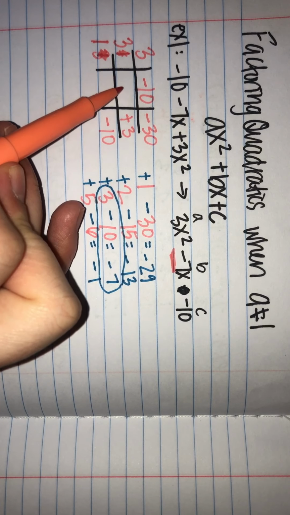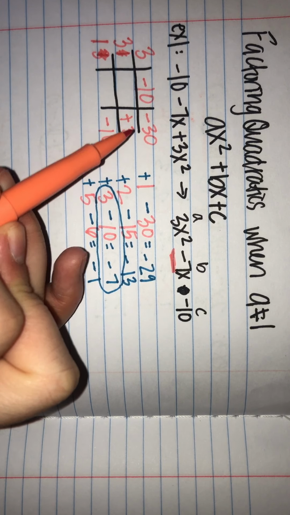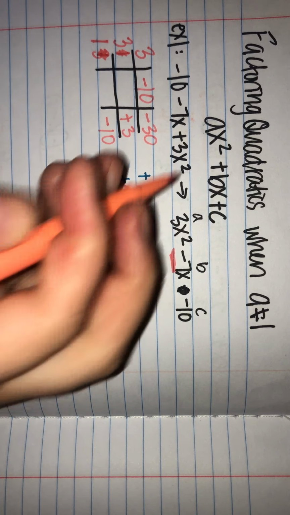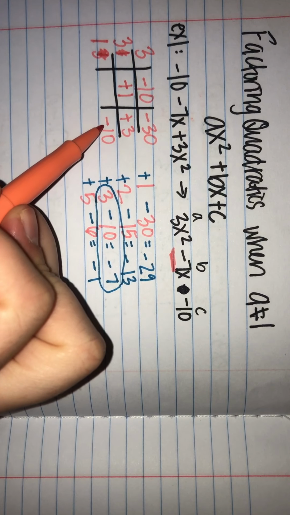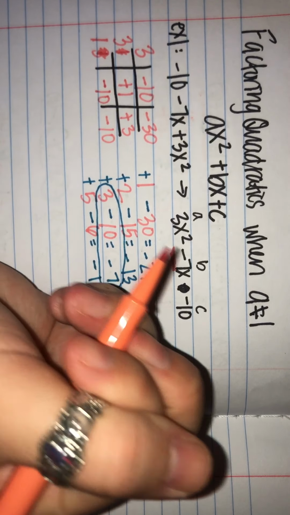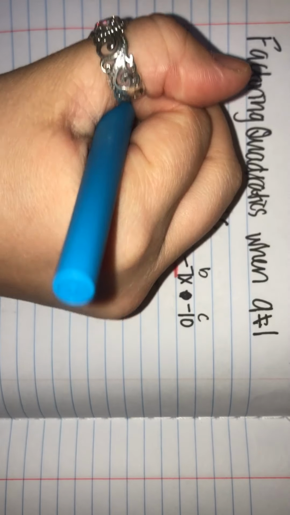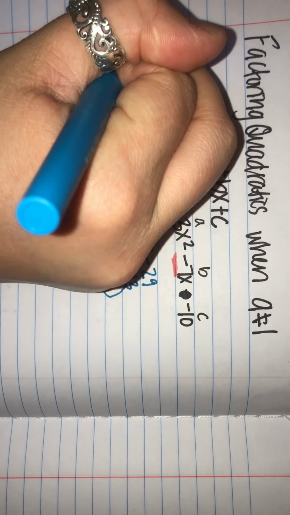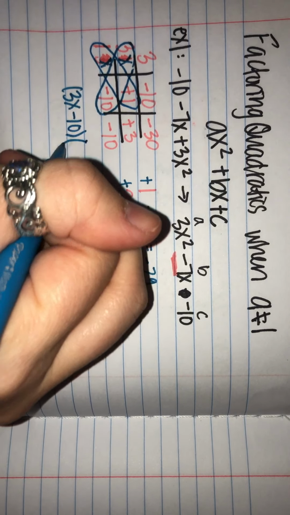3 times something gives me positive 3. 3 times what gives me positive 3? Positive 1. 1 times what gives me negative 10? Negative 10. And then I put X's behind the first column. Here's my first pair, my first factor. Here's my second factor.